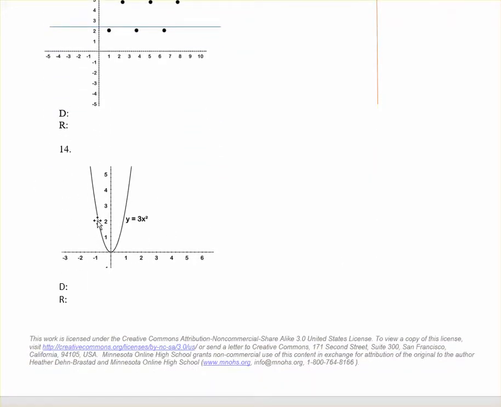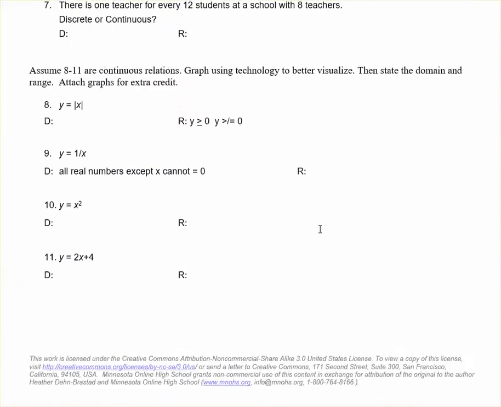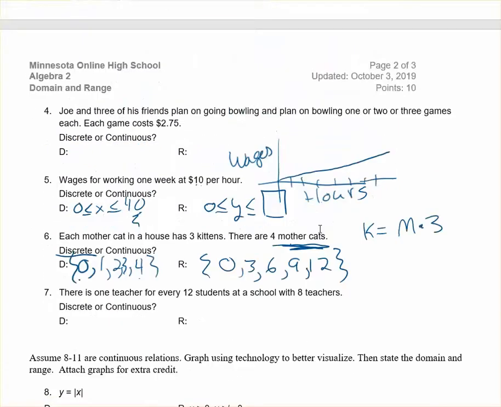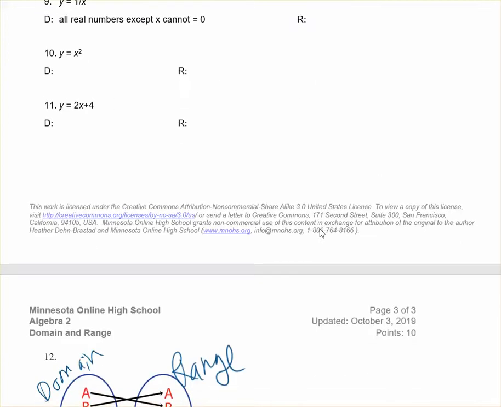And then here's another parabola, and that's it. So you're just going to practice with domain and range, and in this section, discrete versus continuous. If you have any questions, please let me know, and have a wonderful day.